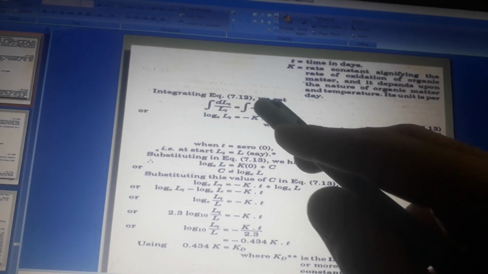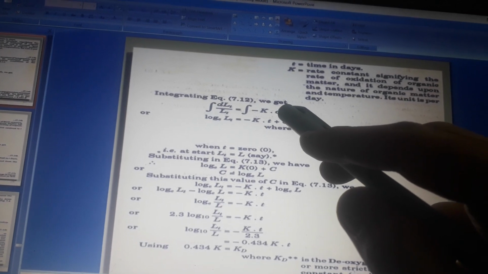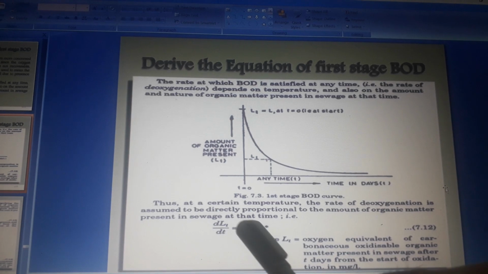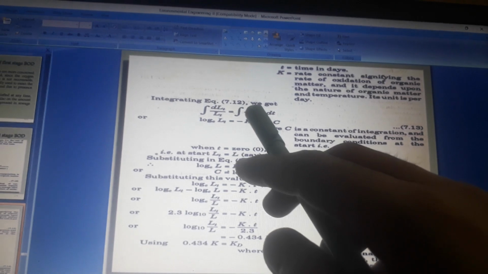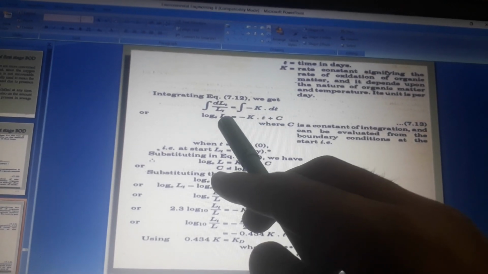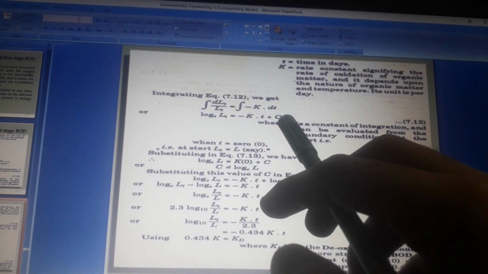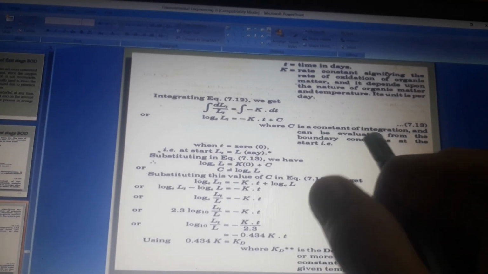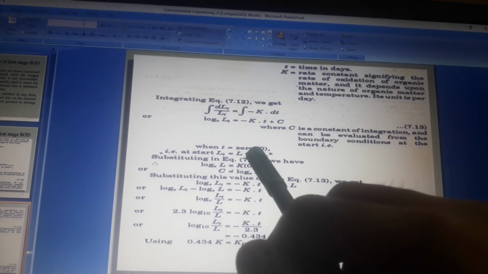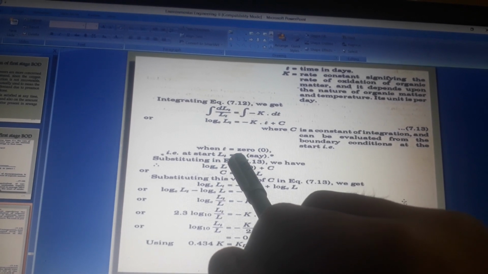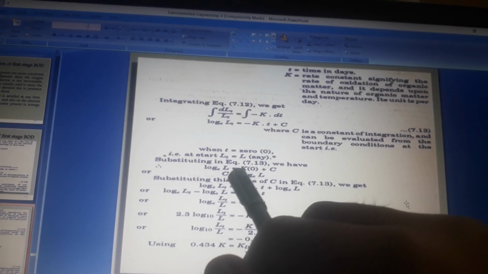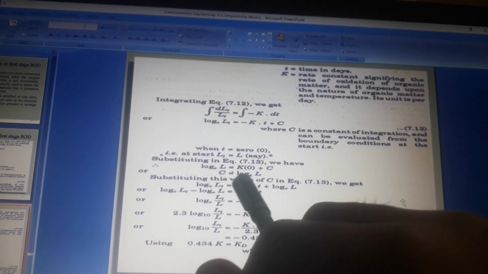Integrating equation 7.12, dLT by dt is equal to minus K LT, we get integration of dLT by LT is equal to minus integration of K into dt, which gives ln LT is equal to minus K into T plus C, where C is a constant of integration and can be evaluated from the boundary conditions at the start, that is when T is equal to 0, LT is equal to L. Substituting in equation 7.13 we have ln L is equal to K into 0 plus C, so C is equal to ln L.